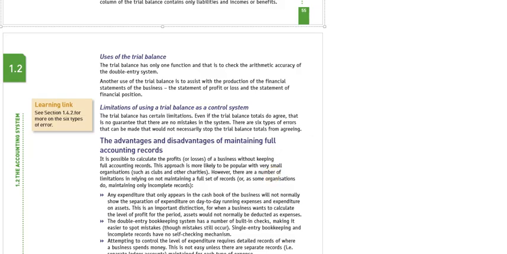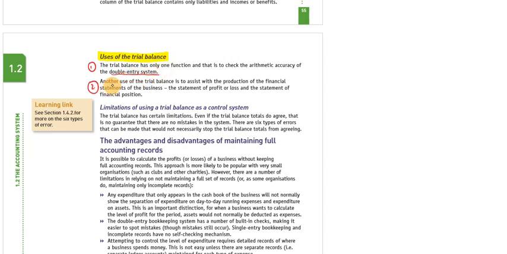Uses of trial balance. What is the use of a trial balance? There are normally two uses. Number one, the trial balance has only one function, and that is to check the arithmetic accuracy of the double entry system. The purpose is to check whether the double entry system is working or not. If the debit side equals the credit side, it means the double entry system is working.